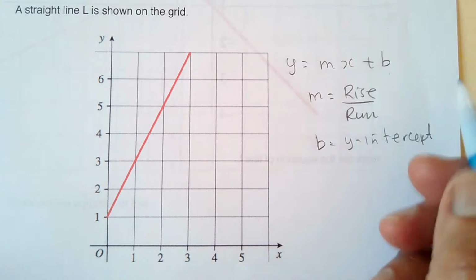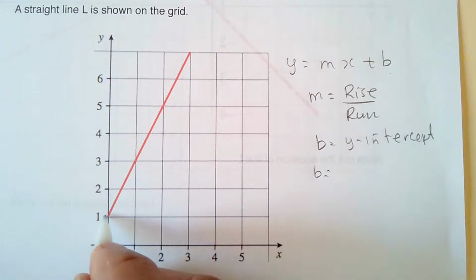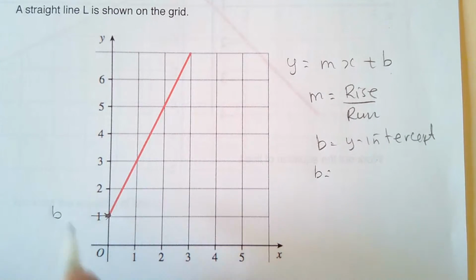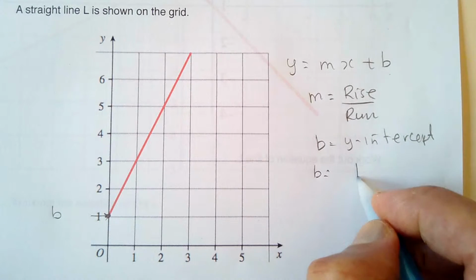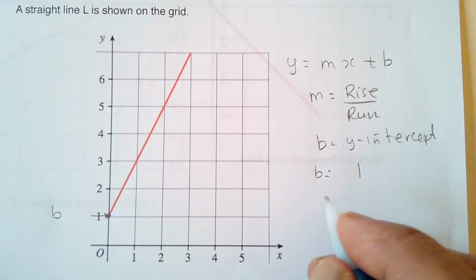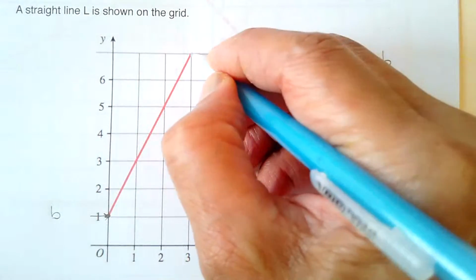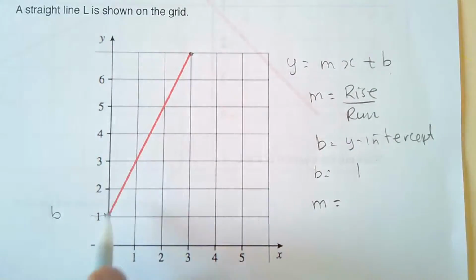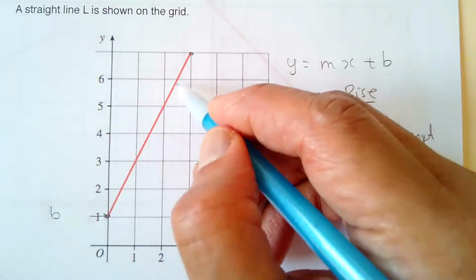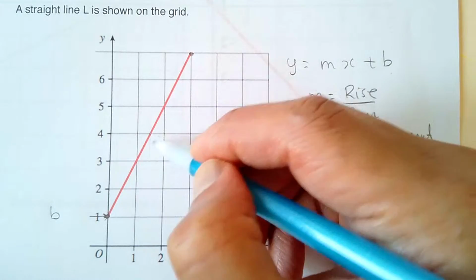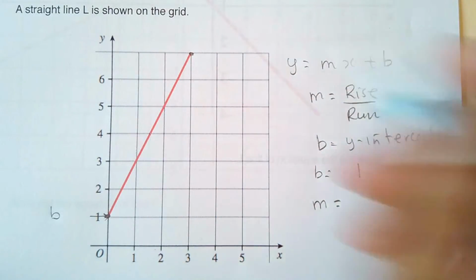Firstly, we want to find b. So b is equal to where it crosses the y-axis. This is my b. So b is equal to 1. The m is your rise over the run. So let's find 2 points on the line that we can read out. It's much easier if you pick a point in between here. It's much more challenging to read, although this one is much easier.